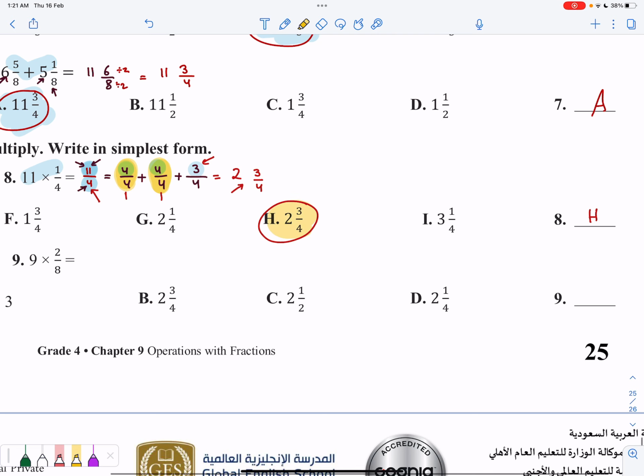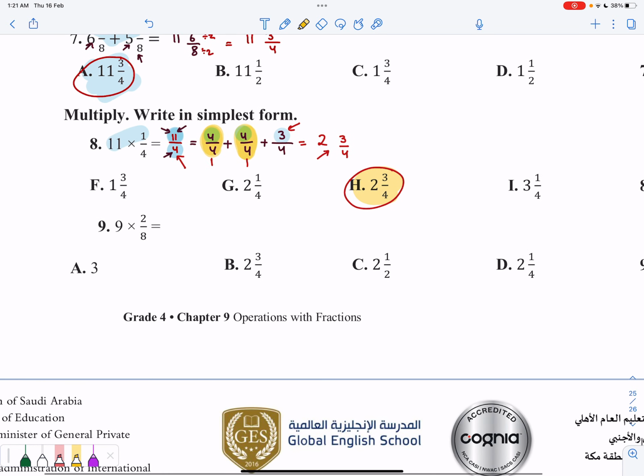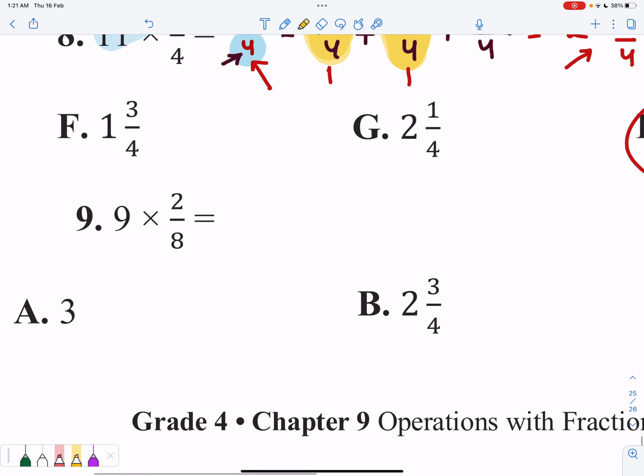Okay, now let's do the same with question number 9. Here we have this whole number 9 multiplied by this fraction 2 over 8. Of course, when we multiply a whole number by a fraction, we multiply the whole number with the number at the top. So 9 multiplied by 2 is equal to 18 over the same denominator, which is 8. Now again, here I have an improper fraction because 18 is greater and it is at the top.